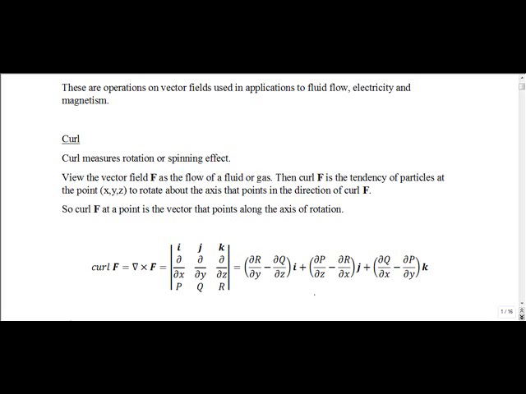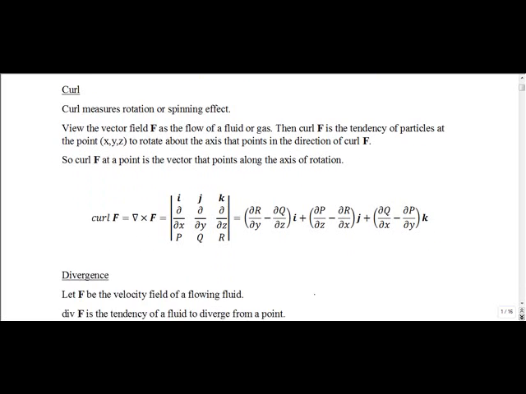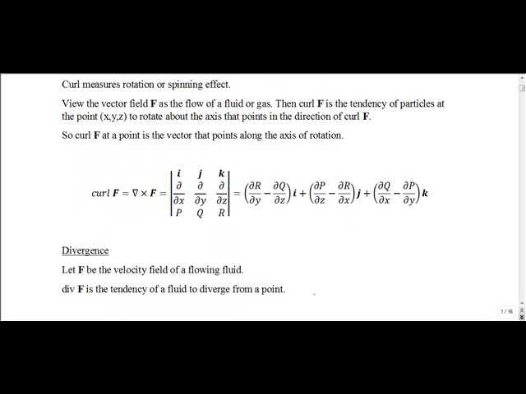How do you calculate curl of F? Curl of F is the cross product of del and the vector field. So it's this determinant. And I've just given you the formula. So that's the formula for curl of F. What is divergence? It is the tendency of a fluid or gas to diverge from a point. So if F is the velocity field of the flowing fluid, that is what div F, which is divergence of F, is.